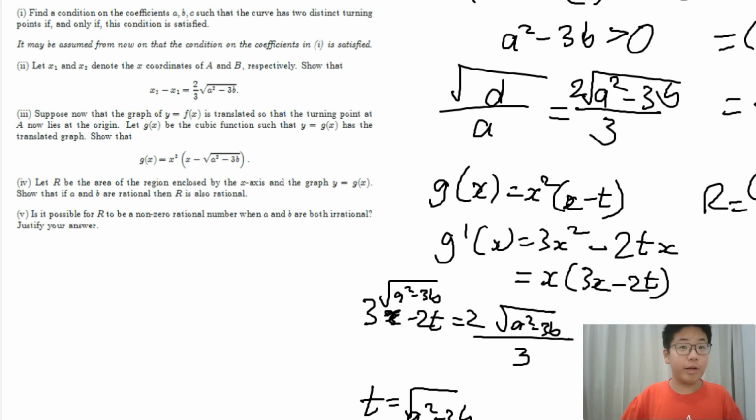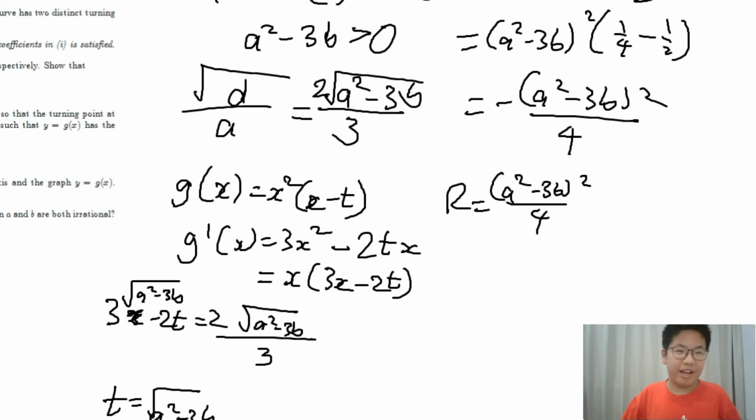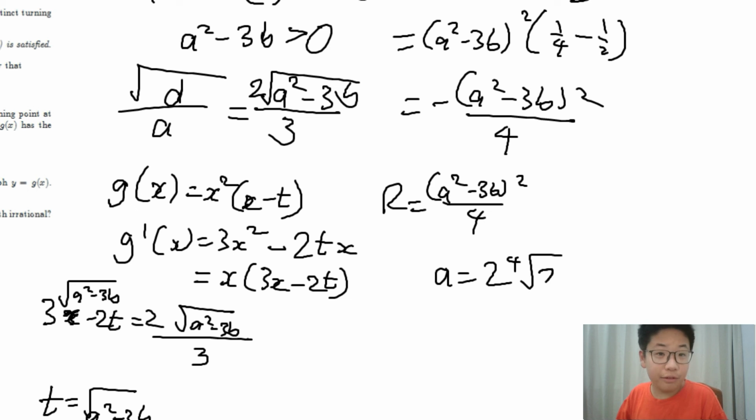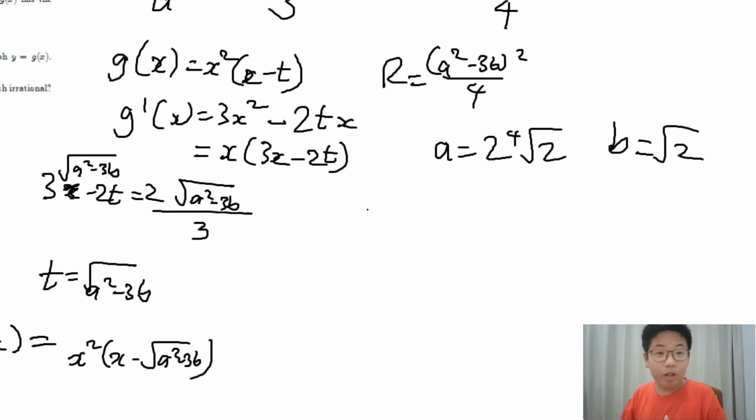And now the final question. Is it possible for R to be a non-zero rational number when A and B are both irrational? Yes. Let's say A equals twice the 4th root of 2 and B is the square root of 2. So this means R, let me calculate this, R will be a half. There, we have done the question. See you.